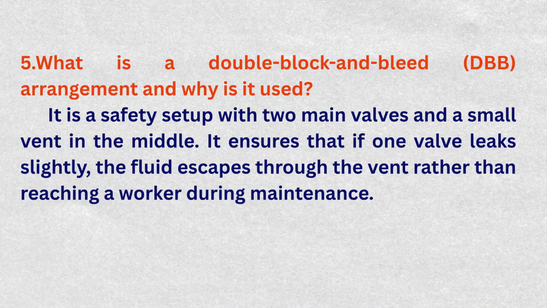What is a double block and bleed (DBB) arrangement and why is it used? It is a safety setup with two main valves and a small vent in the middle. It ensures that if one valve leaks slightly, the fluid escapes through the vent rather than reaching a worker during maintenance.